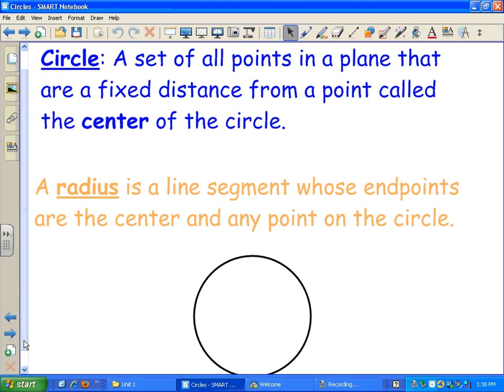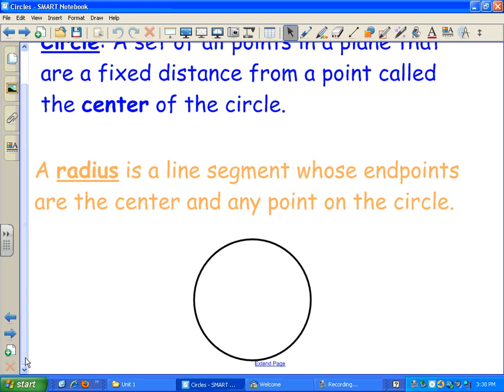We can also talk about a radius, and our definition of a radius is a line segment whose endpoints are the center and then any point on the circle. So if you need to, pause the video so you can write down those definitions, and then we'll label the circle that we have down here.